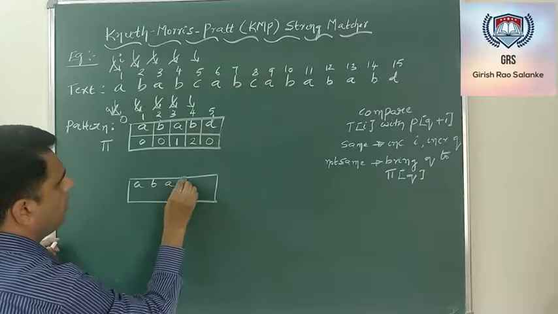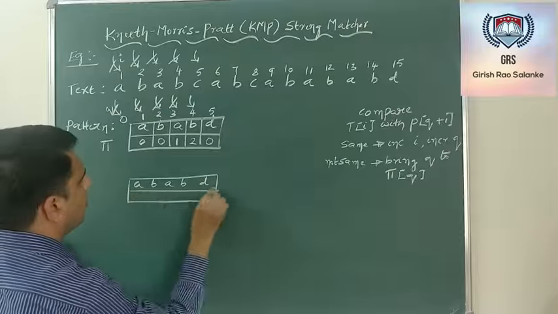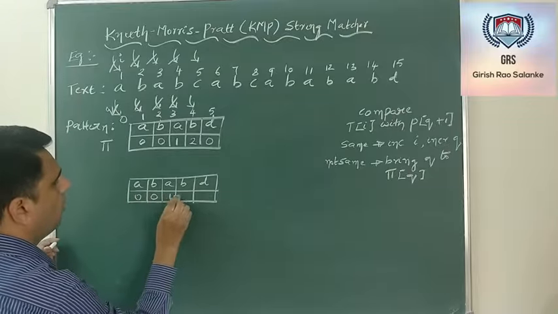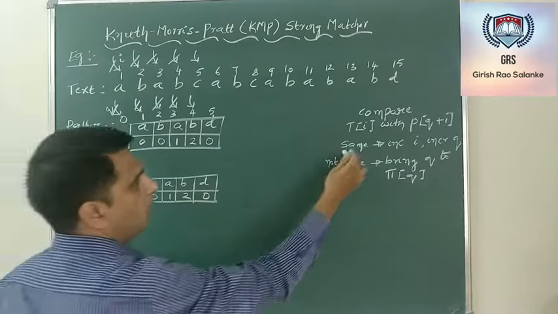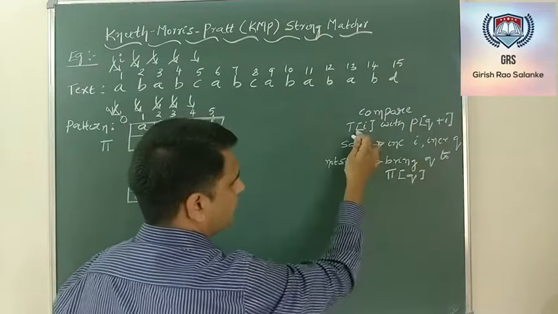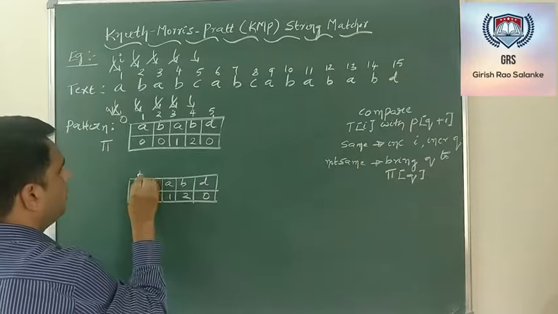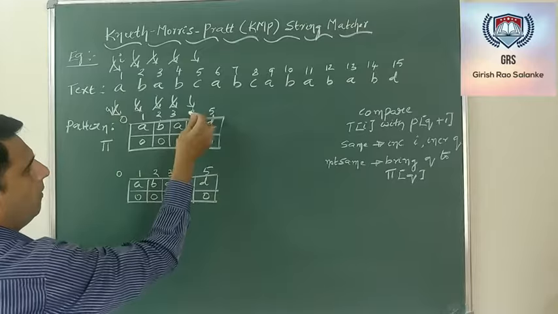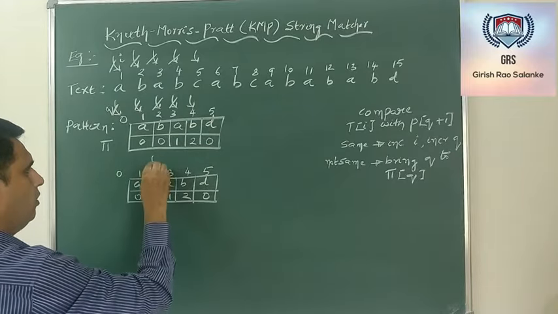A, B, D. This was 0, 0, 1, 2, 0. Now after doing a comparison, T of I with P of Q plus 1, if they are not equal, then you need to bring Q back to pi of Q. Pi of Q was 2.